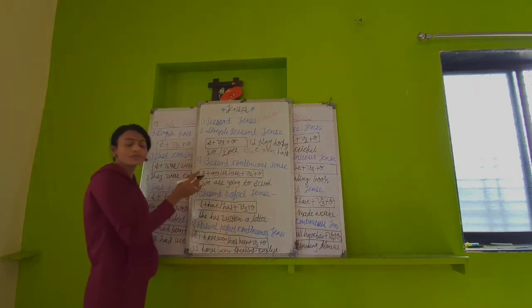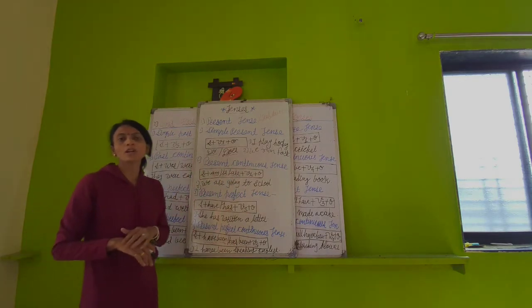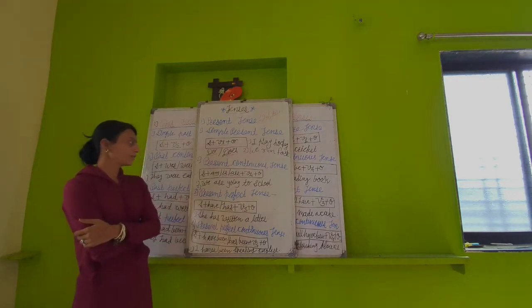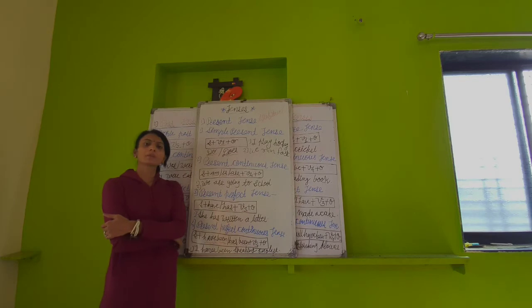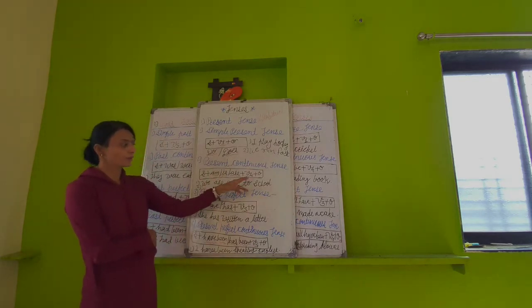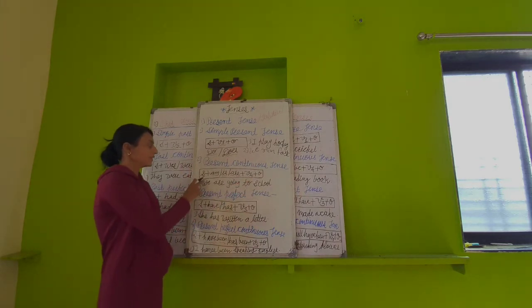Now the next tense, present continuous tense. This tense is also called progressive tense or imperfect tense. The formula of the tense: subject plus am, is, are plus V4 plus object. V4 is the ing suffix form.